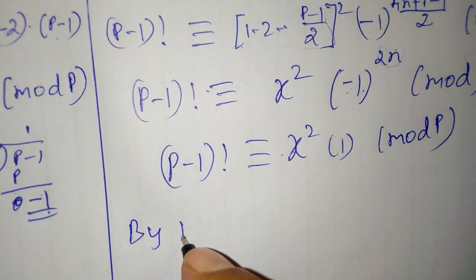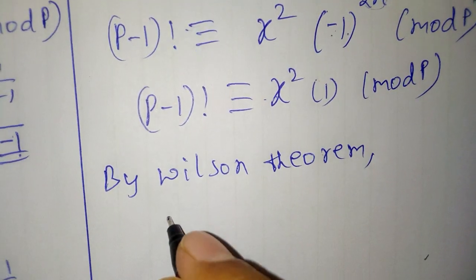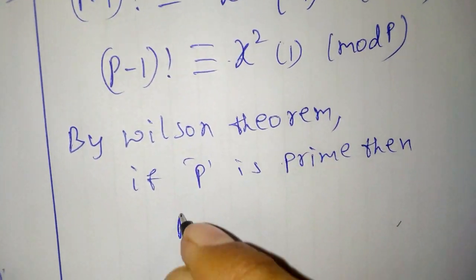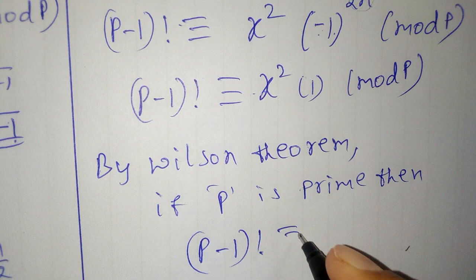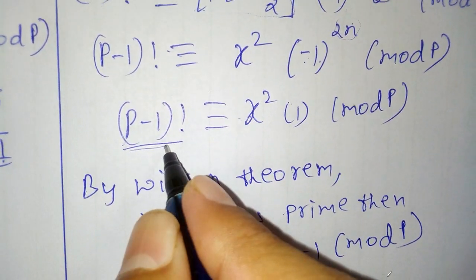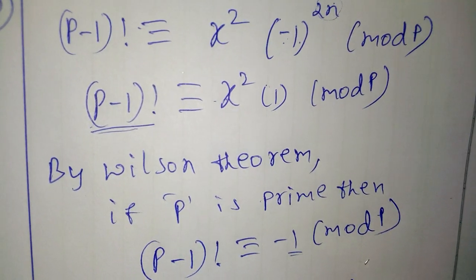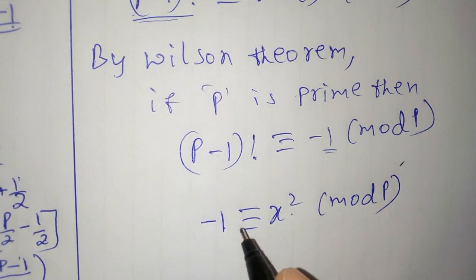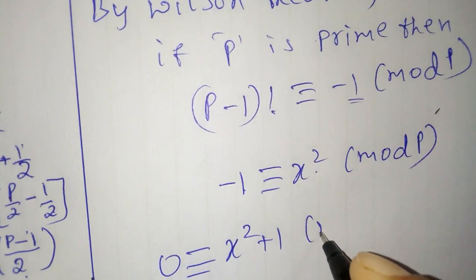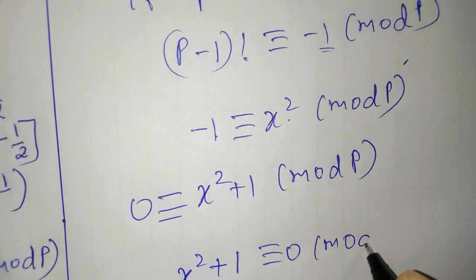Now by Wilson's theorem. What does Wilson's theorem say? Wilson's theorem says that if p is prime, then (p minus 1) factorial is congruent to minus 1 mod p. In the place of (p minus 1) factorial, we can put minus 1, then minus 1 is congruent to x square mod p. If we add 1 to both sides, then we get 0 congruent to x square plus 1 mod p. We can write this as x square plus 1 is congruent to 0 mod p. This is the proof.